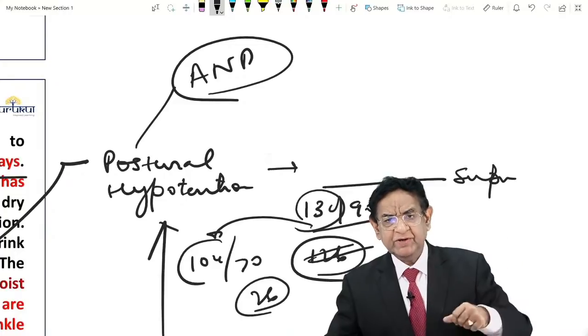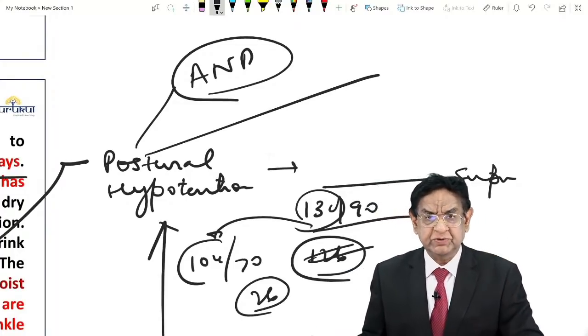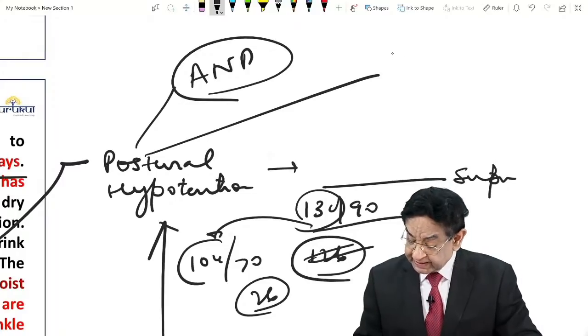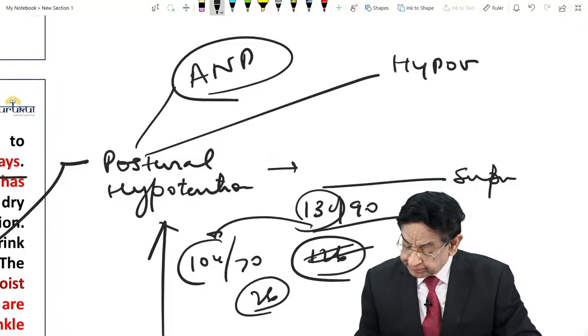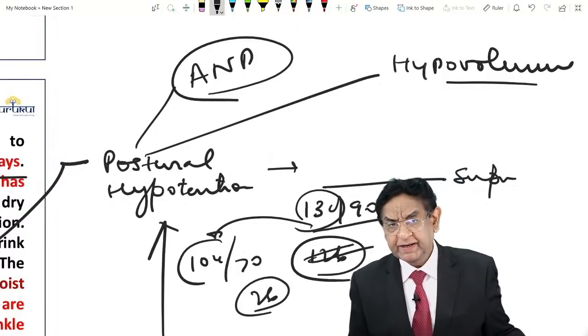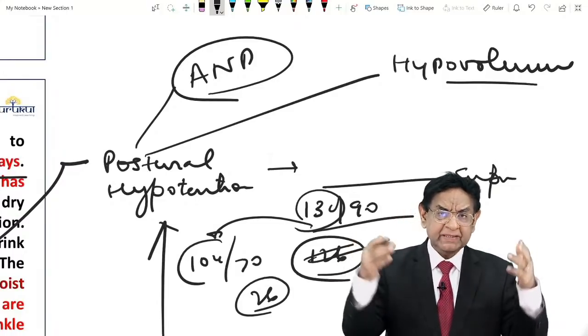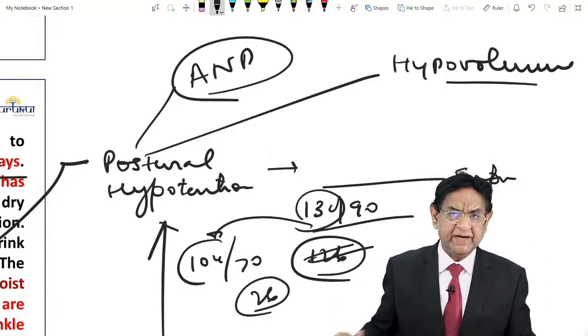But what is relevant to my talk? This other entity, which is not known to 90% of students, is also seen in any condition which leads to dehydration or hypovolemia. Remember, the tongue was dry, and now the patient has come to you with a dry tongue and passing less urine because of dehydration.